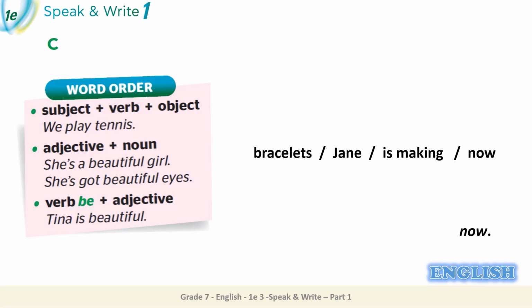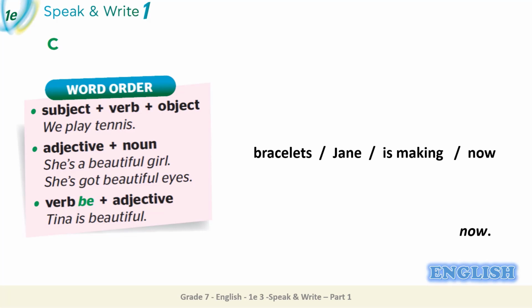Let's move to exercise C, word order. We have a scrambled sentence, which is bracelets, Jane is making, and now. We have to put the words in the correct order to make a correct sentence. To do that, let's remember together 3 points we have about word order. Point number 1. Usually, the subject comes at the beginning of the sentence, followed by a verb, then followed by an object. For example, we play tennis.